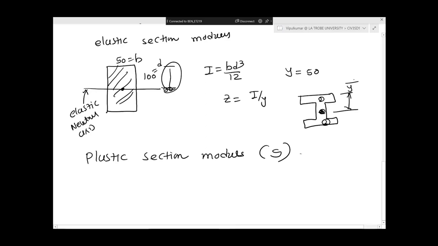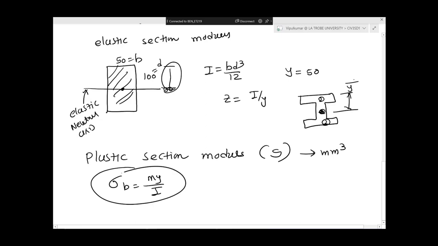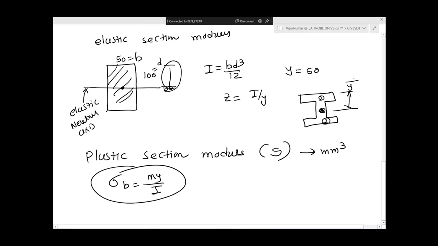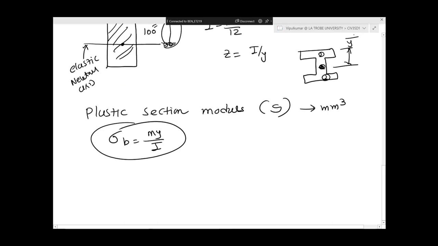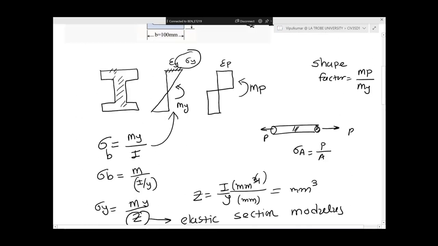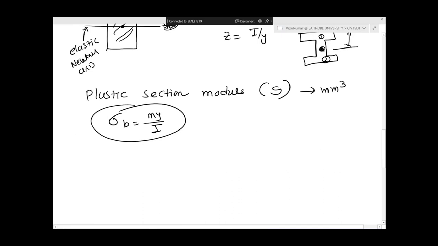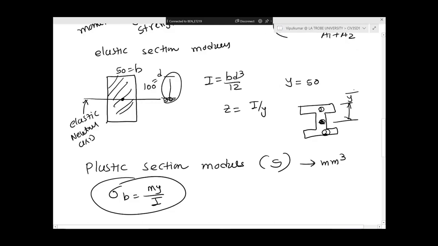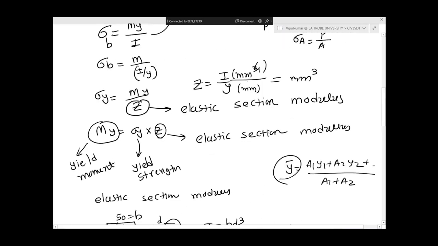Okay, and it has the same unit, meter cube. Now this theory, this equation, is not valid. You agree with me, right? These equations which I put here, which we use in here, are not valid. Why not? Because this is valid only in the elastic. Now we are going into the plastic, right? So this equation is not valid, and in that case, we can't use these equations.